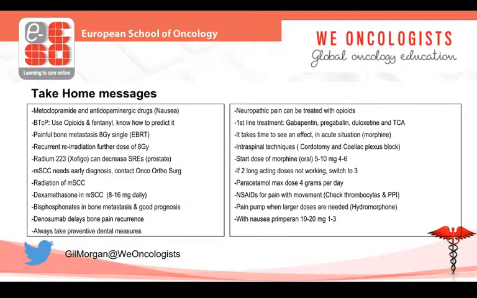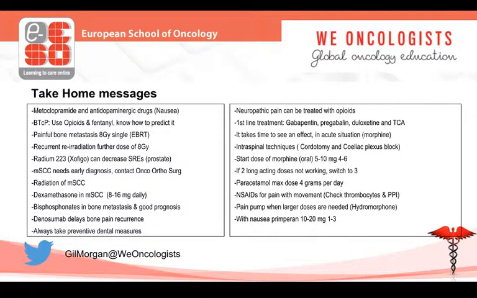Neuropathic pain can be treated with opioids. First-line treatment of neuropathic pain: gabapentin, pregabalin, duloxetine, and TCAs. Remember that it takes time to see an effect with neuropathic pain. When you're dealing with gabapentin, always treat with morphine IV in acute situations. Intraspinal techniques such as sclerotomy and celiac plexus block work in cases where you cannot control the pain.